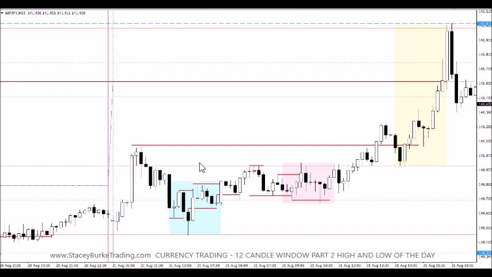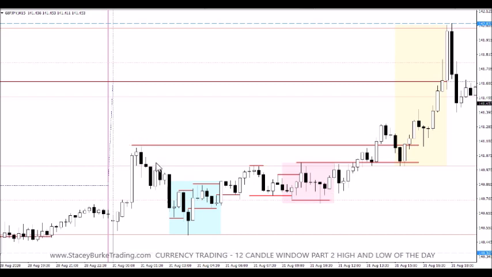So we're in a 50 pip box. Our high of the day is still intact, and our low of the day is intact, but they've been working down into the low of the day. The market, heading into our 12 candle window, breaks above the Europe London high, which is inside of the high and the low of the day, and then breaks out, and then in our 12 candle window, 1, 2, 3 engulfments on top of the Europe London range.